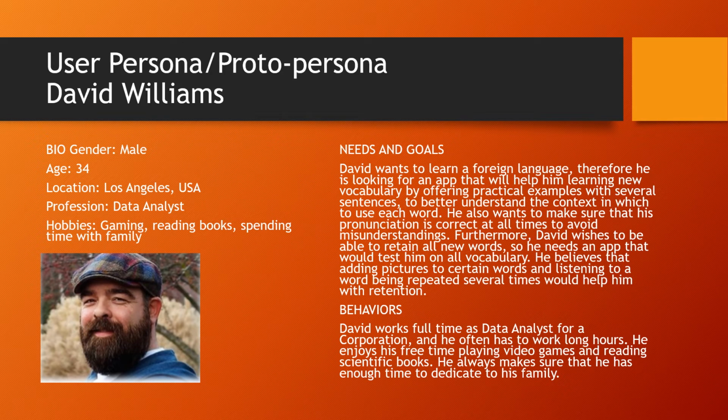So after the interviews, I created a user persona or a proto persona. His name is David Williams. He's a 34-year-old male living in Los Angeles, and he works as a data analyst. And his hobbies are gaming, reading books, and spending time with family. His needs and goals are the following.